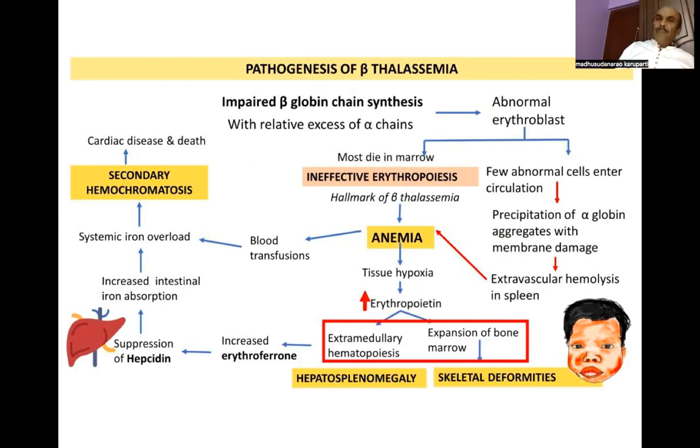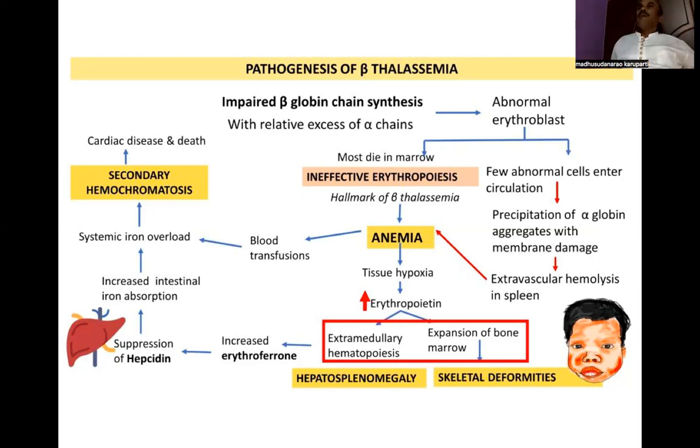It is because of the impaired beta globin chain due to the mutation of the gene that controls the synthesis of beta globins. Okay, and there is relatively excess of alpha chains forming the tetramers, which form the inclusions in the red cells. That results in the early lysis of the RBC before they are released into the circulation. Okay, that is called ineffective erythropoiesis.